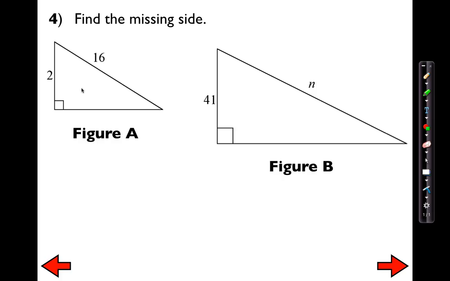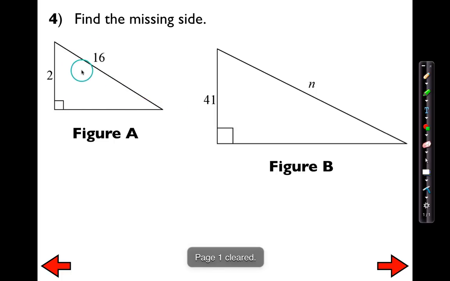Okay, so for number 4, why don't you pause the video and try number 4 by yourself to figure out what n is. Okay, so let's see how well we did. Again, since n is on the right side, we should best be moving in this direction. It would make things a little bit easier for you. Okay, so first I'm going to start with the sides I know. So I'm going to compare 2 to 41.